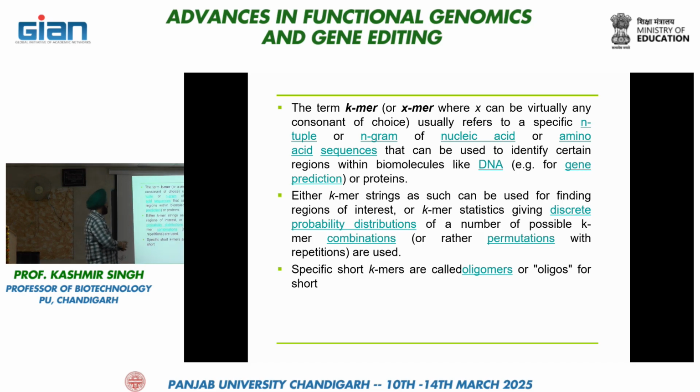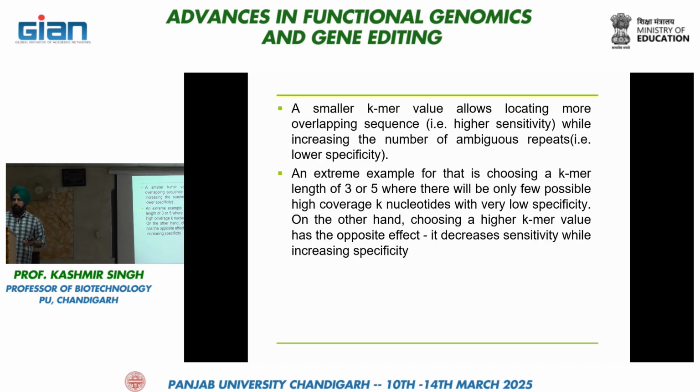So Kmer is basically the overlapping size that is used to assemble the data generated by Illumina or any other read program. The smaller K value allows locating more overlapping sequences with higher sensitivity, but increases the number of ambiguous repeats, like lower specificity. So if, like I told, you have a smaller value, it will generate more overlapping sequences. If you have a larger Kmer size, it will generate fewer overlapping sequences.